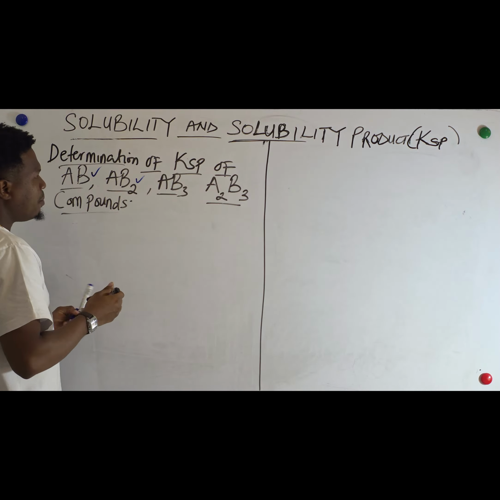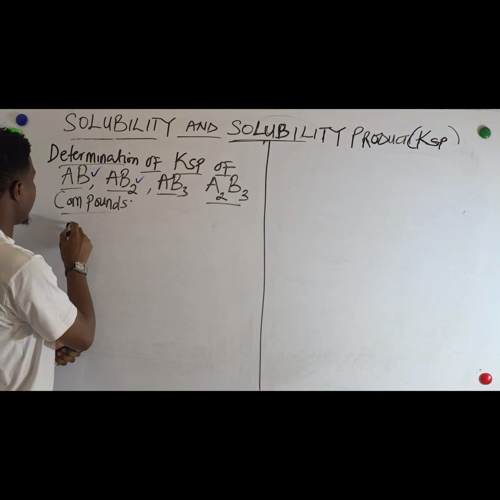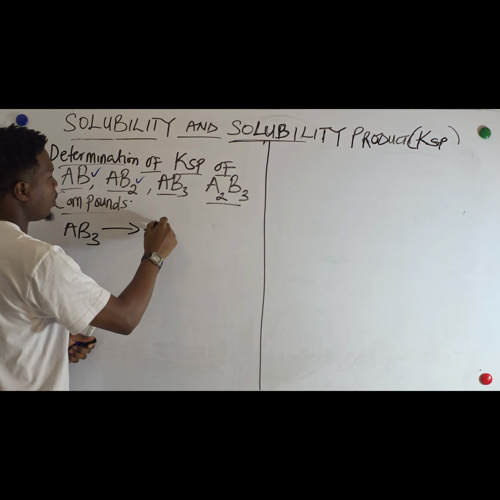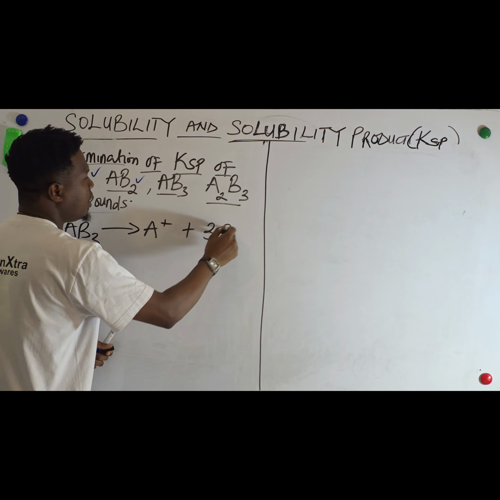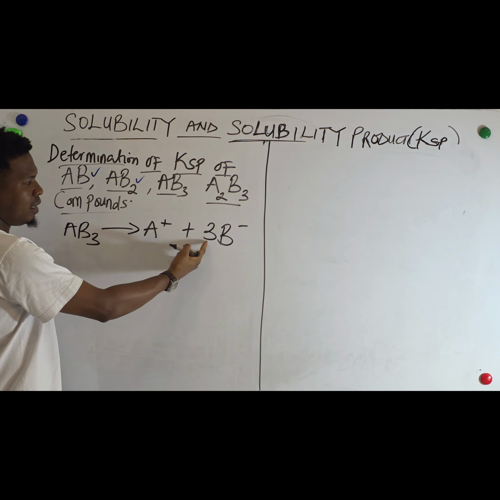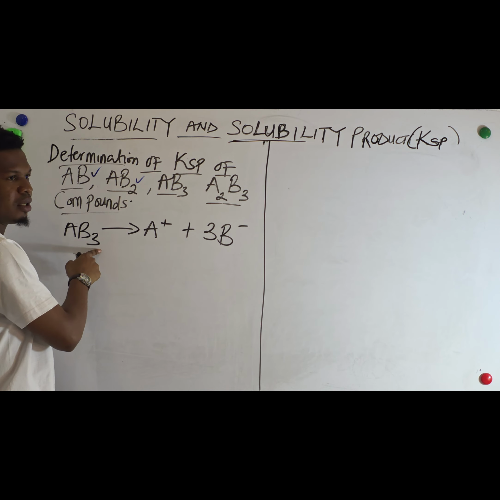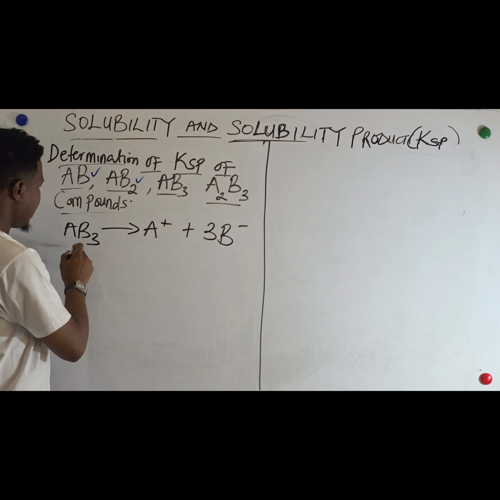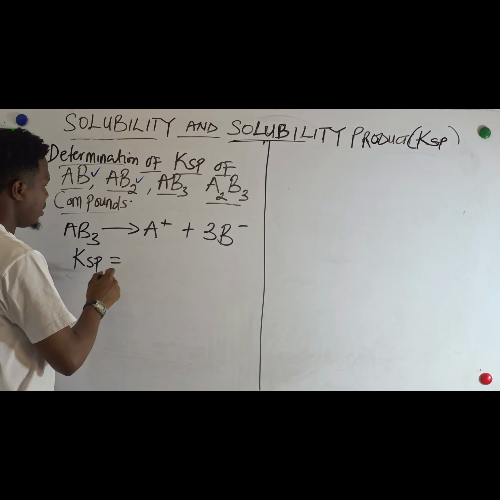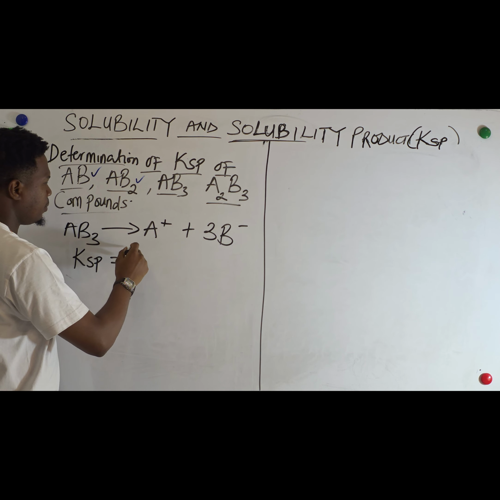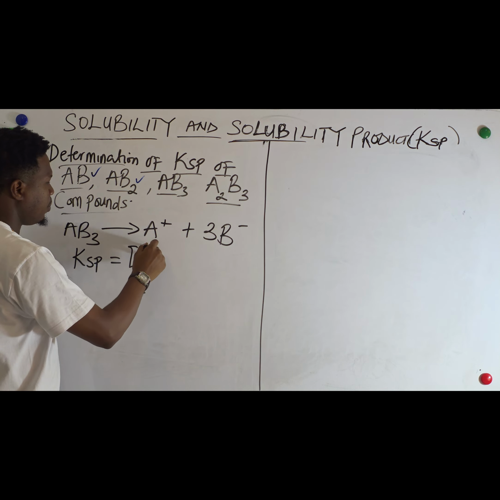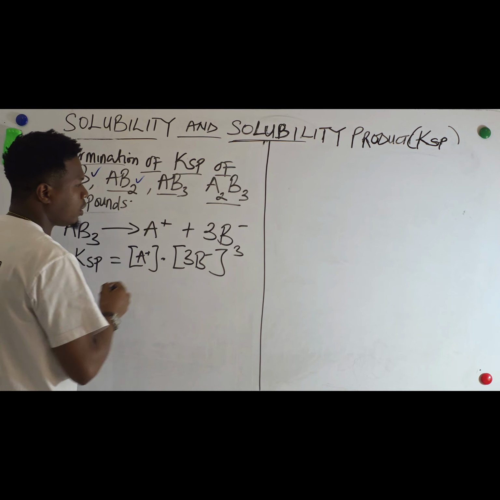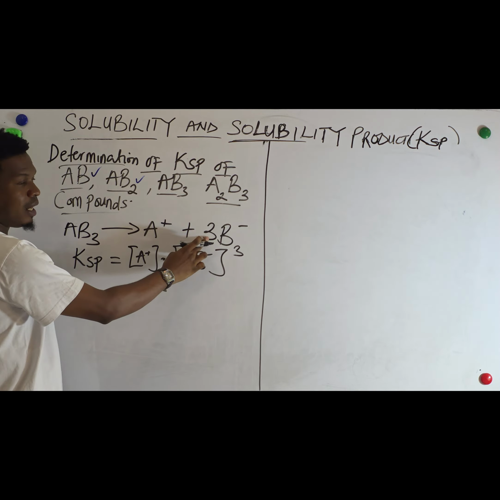Okay, so for the AB3 molecules or compounds, we have that AB3 will dissociate into A plus and 3B minus. Remember that this 3 is to balance this. So for this kind of molecule, we know that the KSP is equal to the concentration of this A plus multiplied by 3B minus to the power of what? 3. Why is it to the power of 3? This 3 that is here, right?